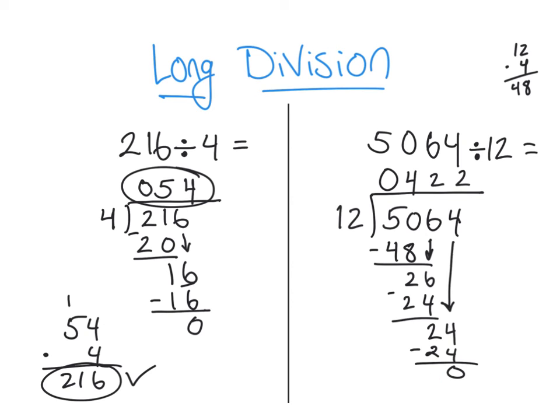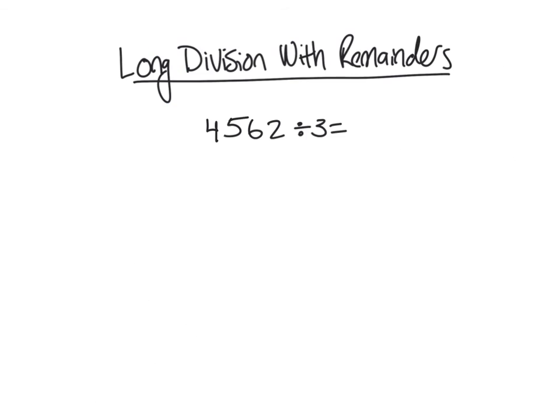Okay? And to double check this, I can quickly do 422 times 12. And I get 5,064, which is what I started with as my dividend. And so my quotient times my divisor, in fact, equaled my dividend. Okay, so that's it without any remainders. The next slide, we're going to look at what happens if we do have a remainder.